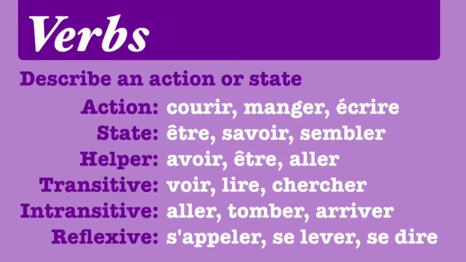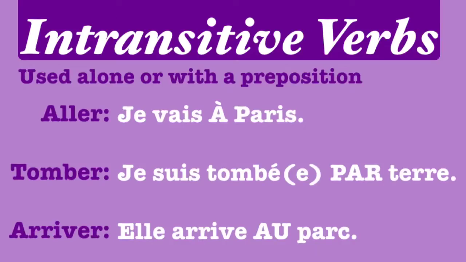So let's take a closer look at intransitive verbs. So again, intransitive verbs can be used alone or with a preposition. And we have a couple of examples here. So aller, which means to go, is an intransitive verb. We have the example, je vais à Paris. I'm going to Paris. Okay?